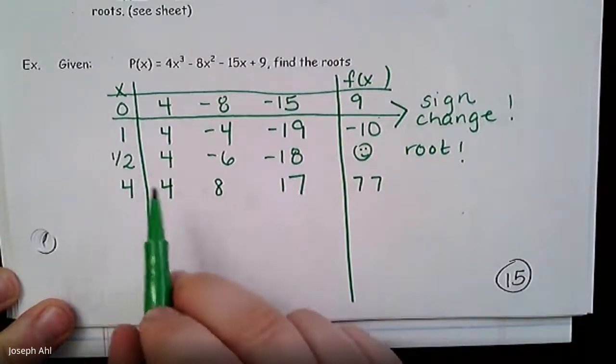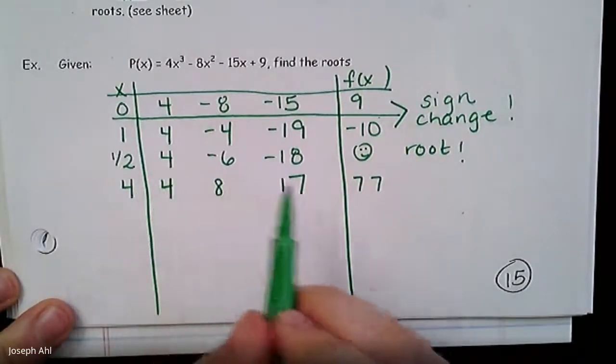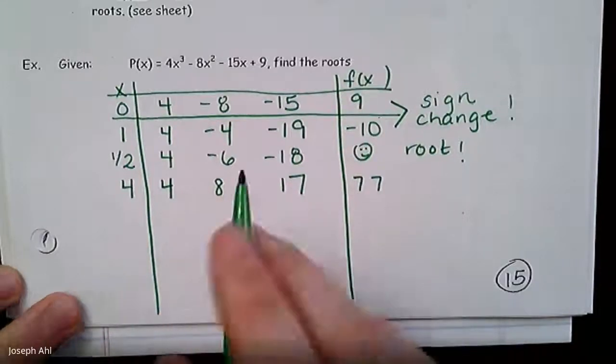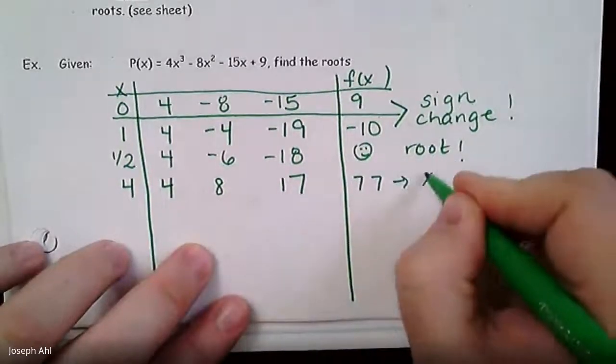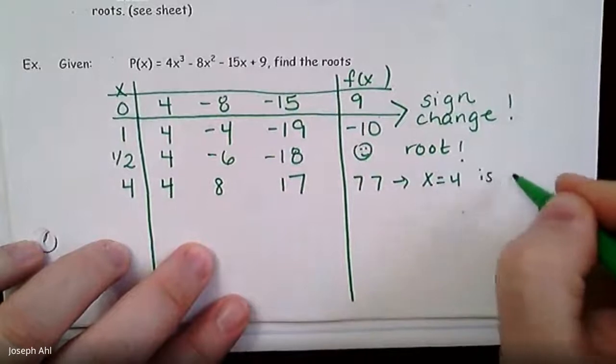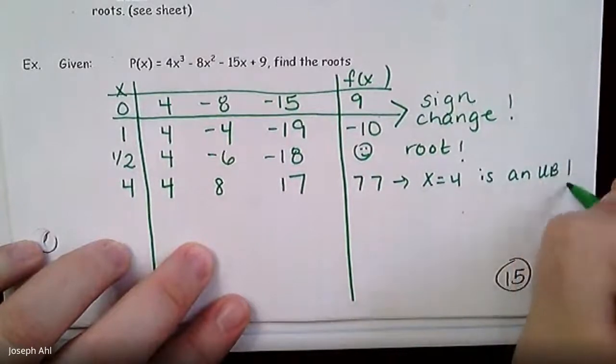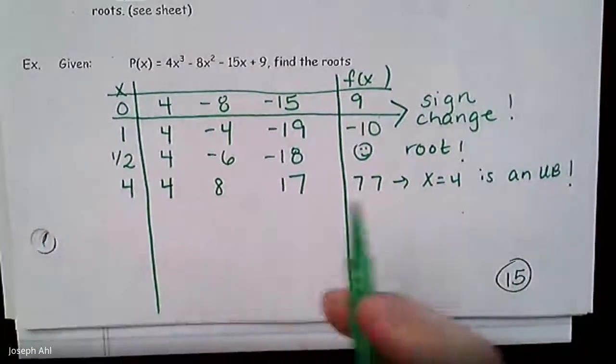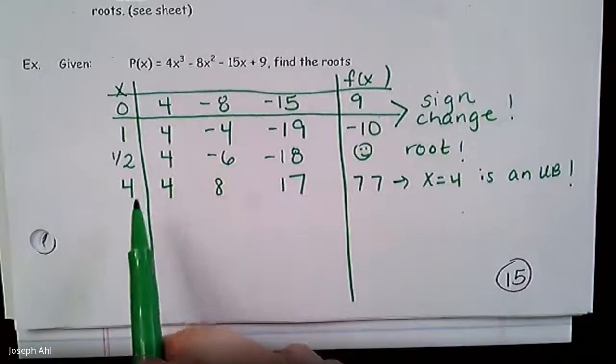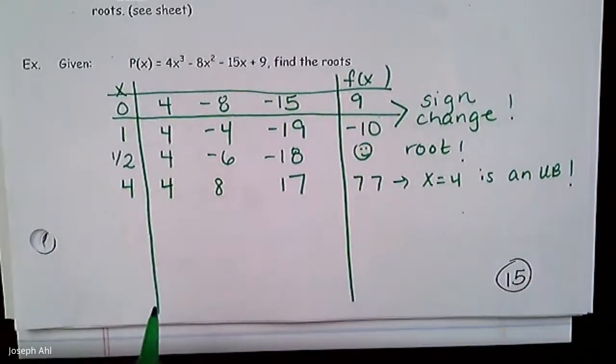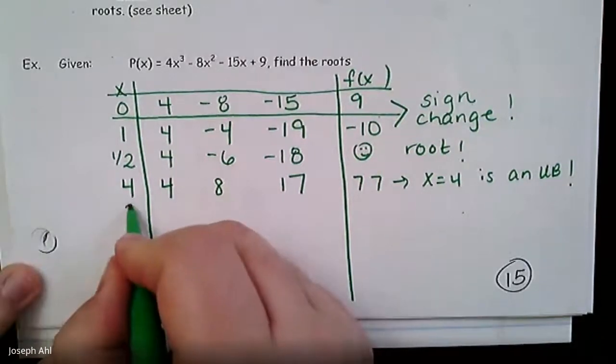But what I do know is I tested 4 and we got a whole bunch of positives. Positive, positive, positive, positive, positive. So that means that x equals 4 is an upper bound. So if I was going to make random guesses at my next root, I wouldn't test anything above 4. Not 5, not 6, not 7, any of those. So maybe I'll drop back 1 and I'll test x equals 3.